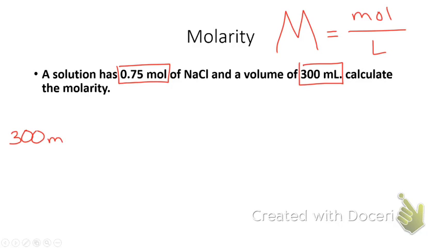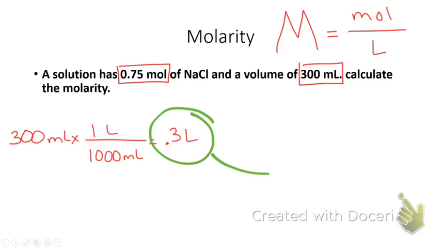So off to the side, I'm going to do a quick little calculation. If I have 300 milliliters, I am going to convert that to liters, and 1 liter is equal to 1,000 milliliters. So essentially all you have to do is divide by 1,000. All that does is move your decimal point 3 spaces to the left, and you should end up with 0.3 liters. Now that I've done this quick conversion, I can plug this number in for my denominator.